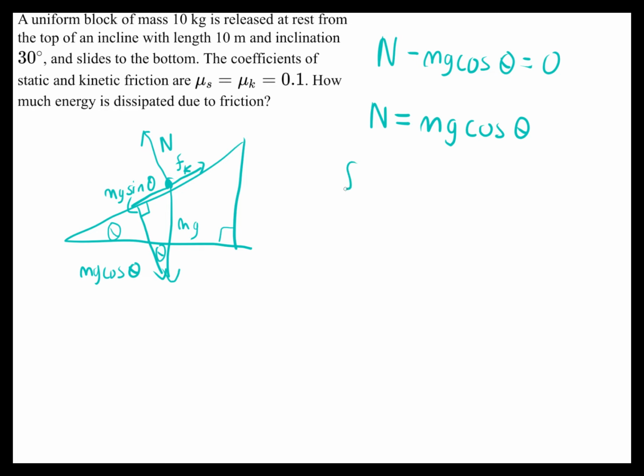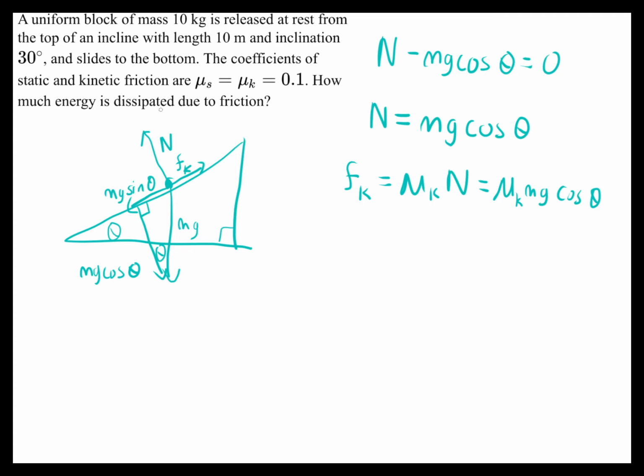And the force of kinetic friction is given by the coefficient of kinetic friction times the normal force. And we found the normal force to be this quantity here. So we can just plug that in to get the coefficient of kinetic friction times mg cosine theta. And that gives the frictional force.